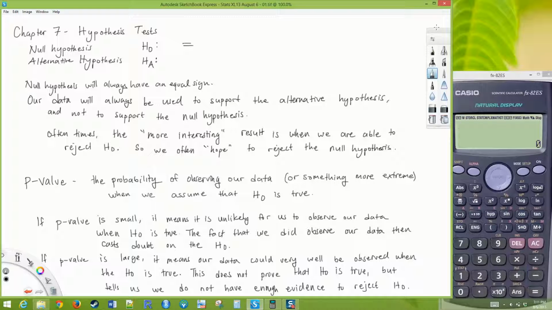And this is the entire line of thinking for all hypothesis tests. We establish a null hypothesis and an alternative. Our data is always used in support of the alternative. And if it turns out that the probability of observing our data, if we assume that the null hypothesis is true, is small, then that gives us reason to reject the null hypothesis.